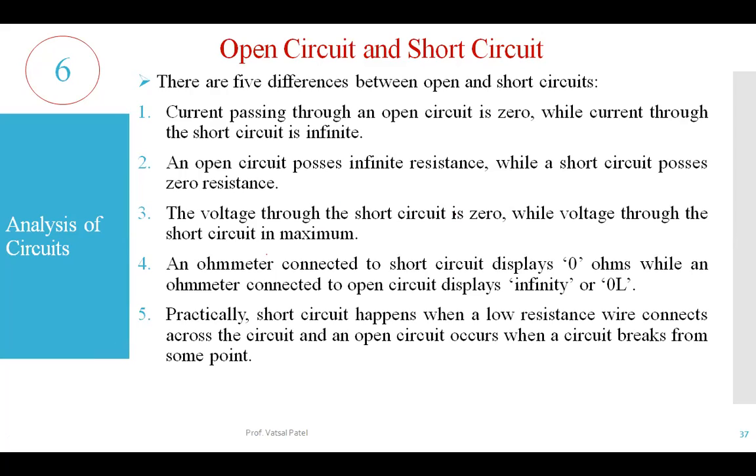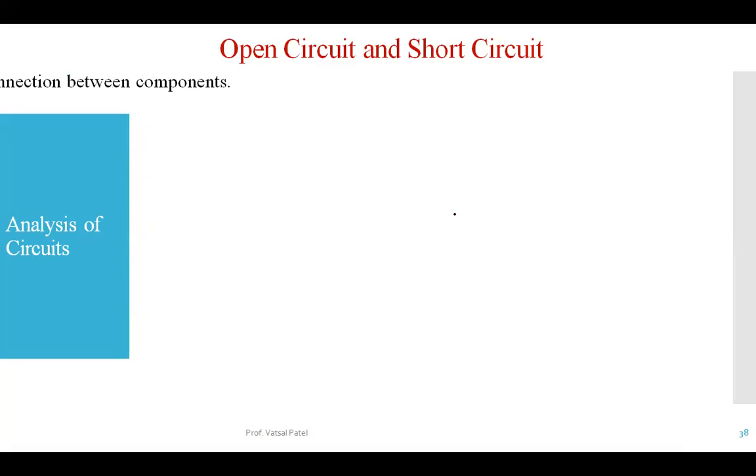And the fifth point: practically, a short circuit happens when a low resistance wire is connected across the circuit. And an open circuit occurs when the circuit breaks at some point. So this is the practical approach: if you have any wire which has a low resistance value, then it will look like a short circuit happened in that circuit. And when the wire is broken, it looks like the circuit is broken from that point. So now I will show you some diagrams here.